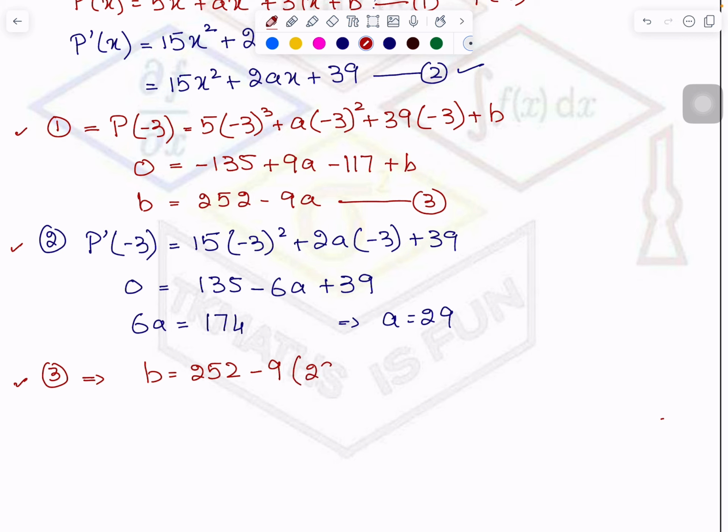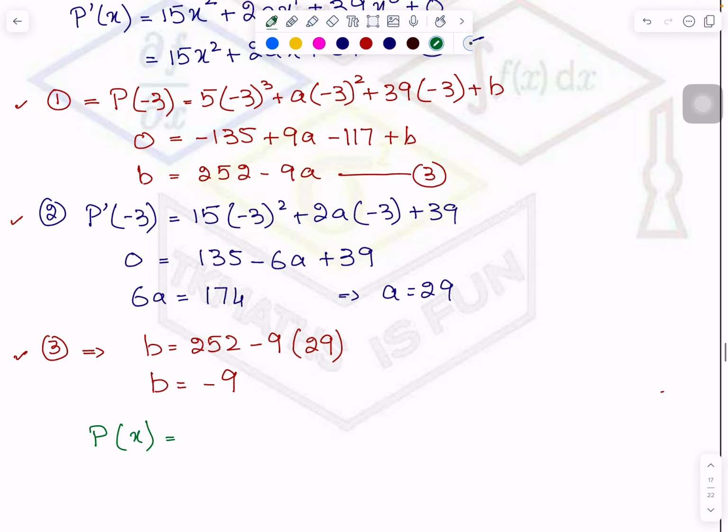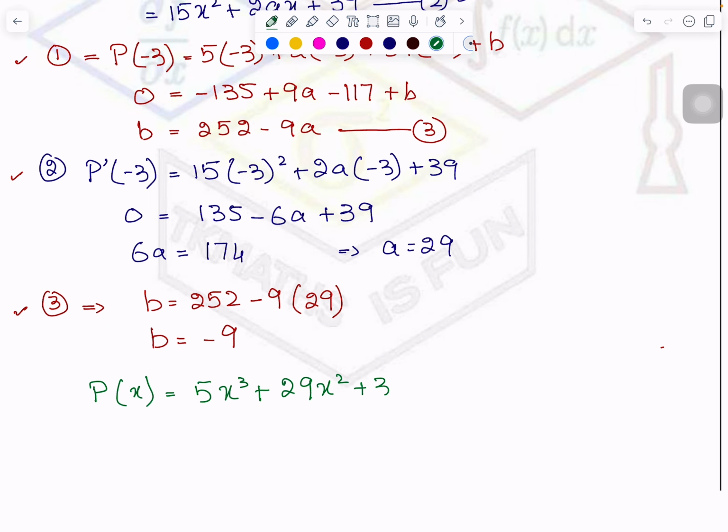So now I am substituting the value of A and calculating it. So I got the value of B as minus 9. So I've gotten the value of A and B. So finally, my function P of X will be 5x cube plus ax square, and A is 29, so 29x square, plus 39x plus B. So this is my final function, right?